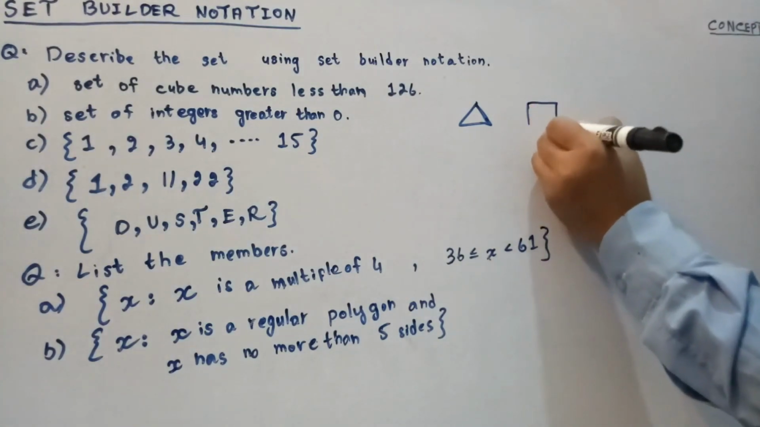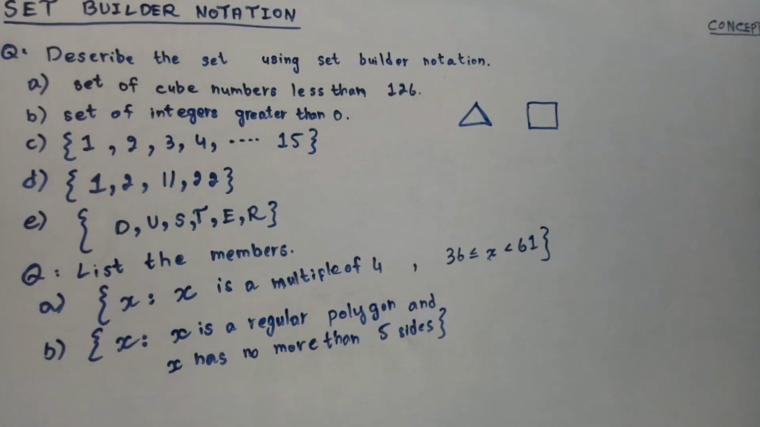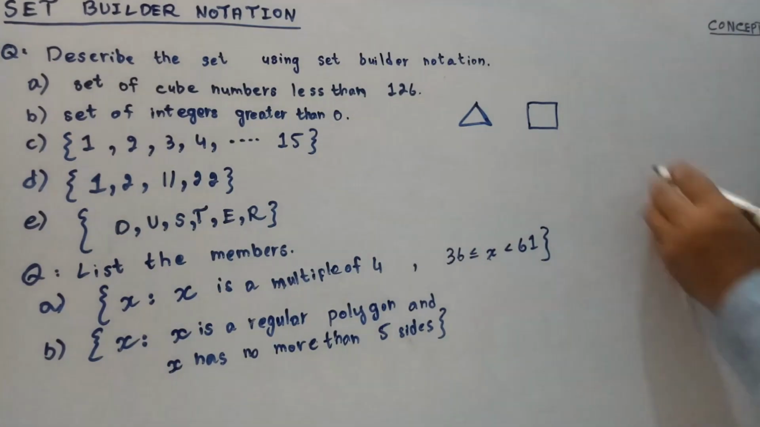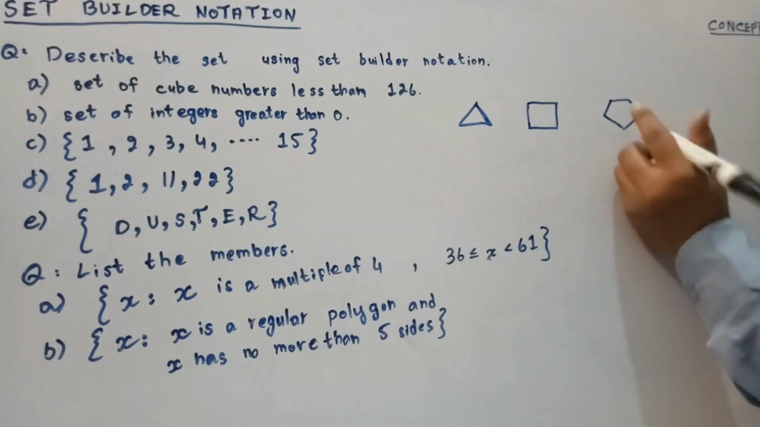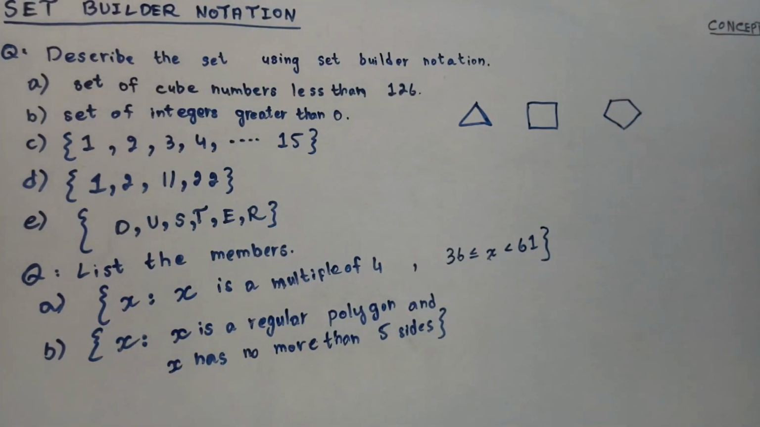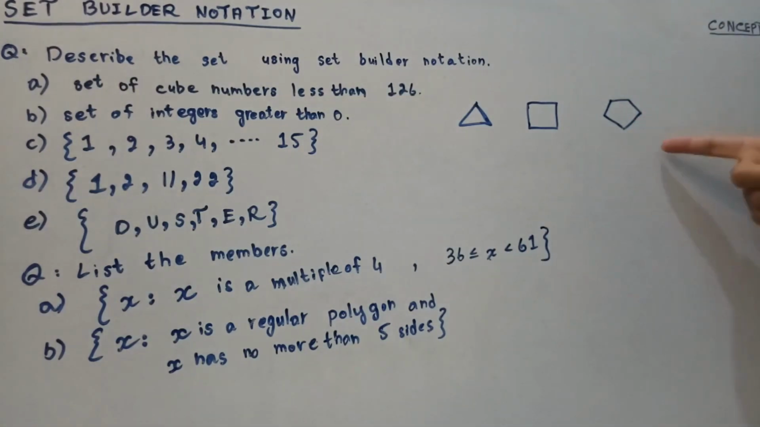Now we have this square. Clear? It is also a polygon, and it is also a regular polygon because all the sides are the same. It has 4 sides. It is said that the element should have no more sides than 5. It means that a 5-sided figure is included in this, but a figure with more than 5 sides is not included. So here actually we have 3 shapes.